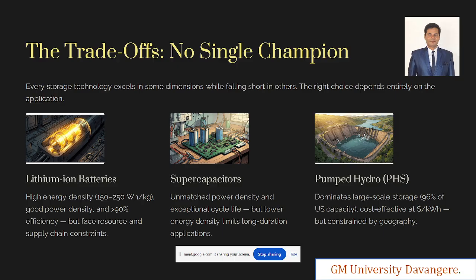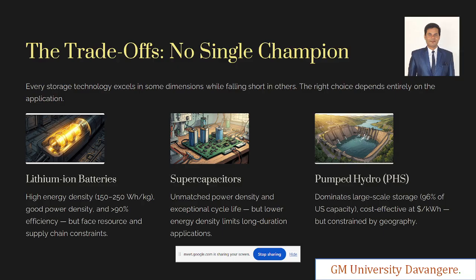If you see the lithium-ion batteries which are used in EVs, they can have a maximum energy density of 150 to 250 watt-hours per kilogram. That would be very good power density, and we should think about energy densities also when you talk about batteries, along with the efficiencies.